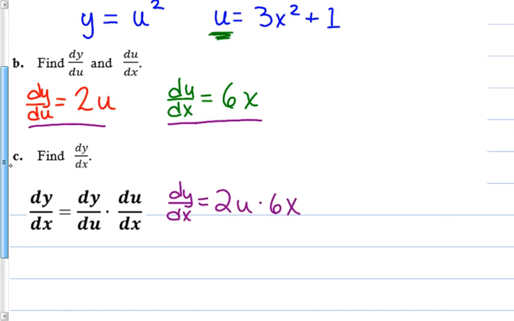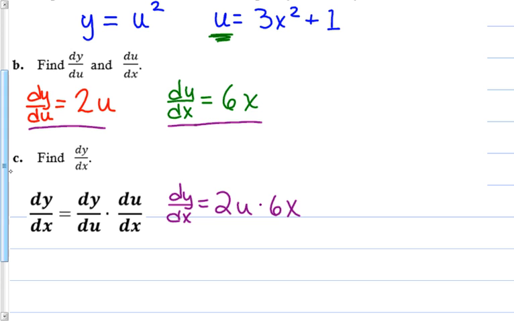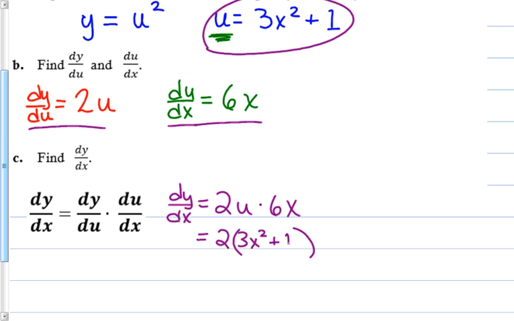I still want to see my functions. There they are. So let's call this now 2 times u. But what is u? So I look up here. Well, here's u. u is 3x squared plus 1. So now I got rid of the u and I have x's. Yay, which is a good thing. And then times 6x. No problems here because this is fine. They're all x's.